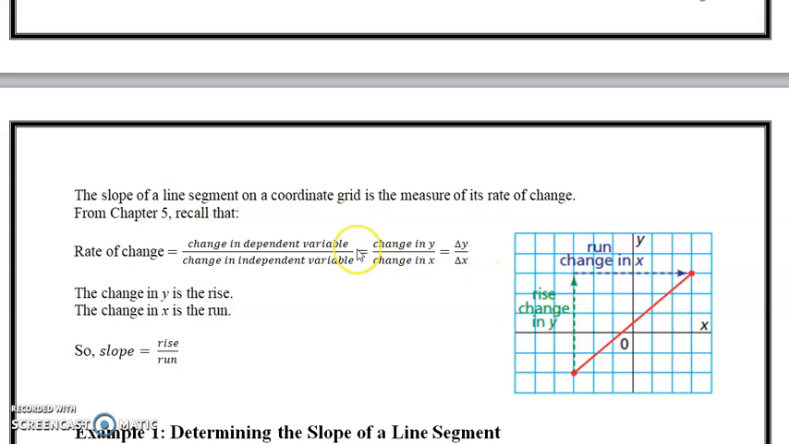So let's do a little reminder of what we learned in chapter 5. We talked about rate of change. We looked at the change in the dependent over the change in the independent. I briefly mentioned it's a change in y over the change in x. So y is the rise and x is the run. Again, I made these connections in the previous chapter, if you do recall.